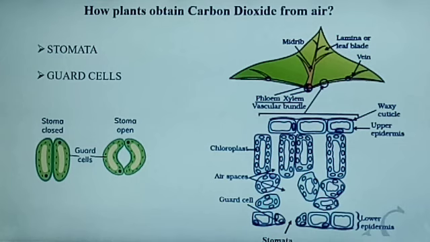All these cells contain hundreds of chloroplasts, and every chloroplast contains chlorophyll for photosynthesis, and chloroplast is the site of photosynthesis. Now where is the stomata present? These are the stomata, tiny pores beneath the mesophyll cells, and these are the guard cells. When carbon dioxide enters the stomata by diffusion, this carbon dioxide enters the mesophyll cells, and the mesophyll cells then transfer this carbon dioxide into the chloroplast where photosynthesis takes place.